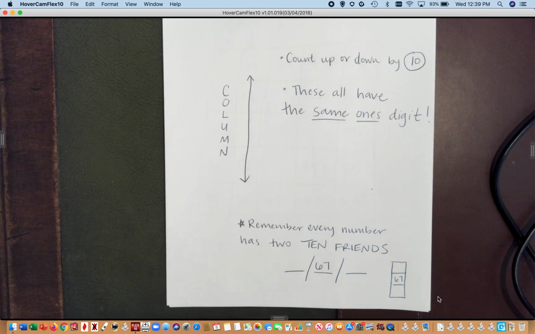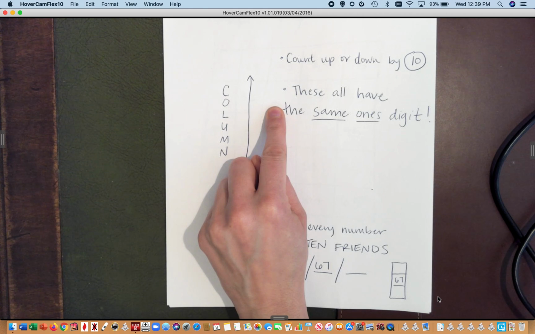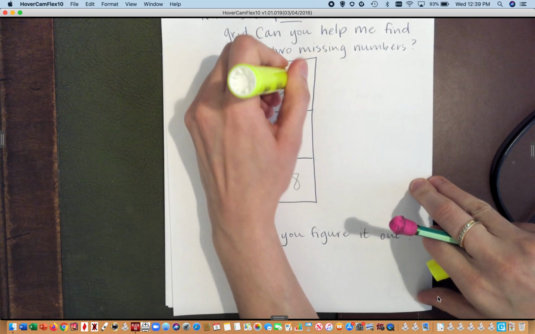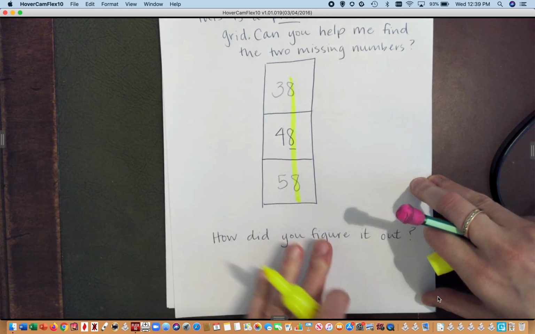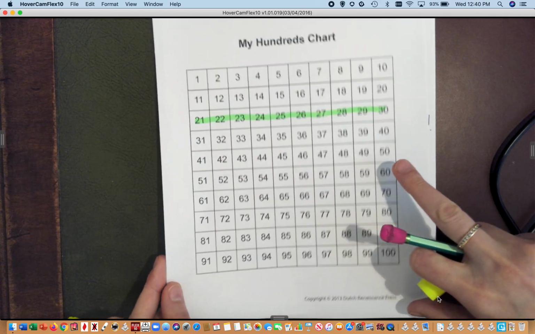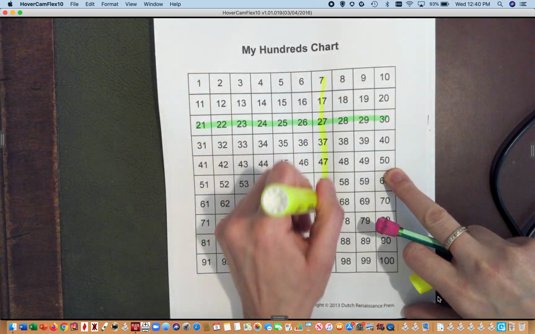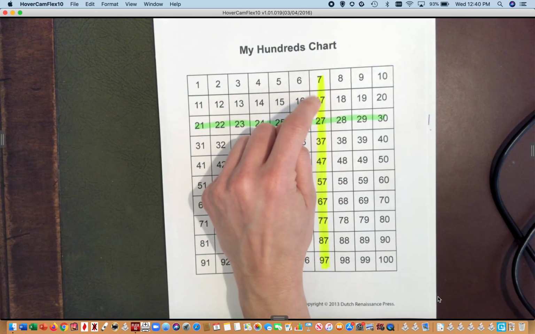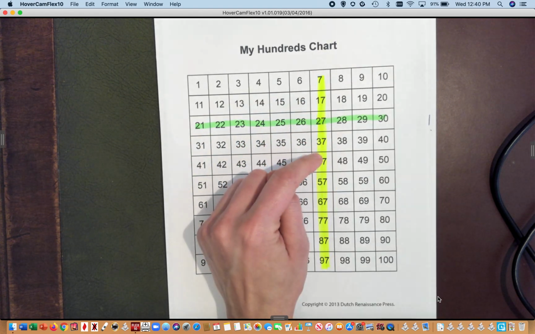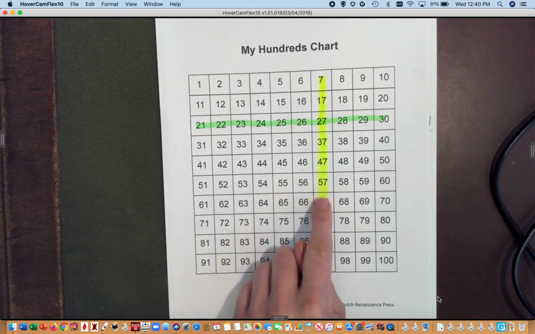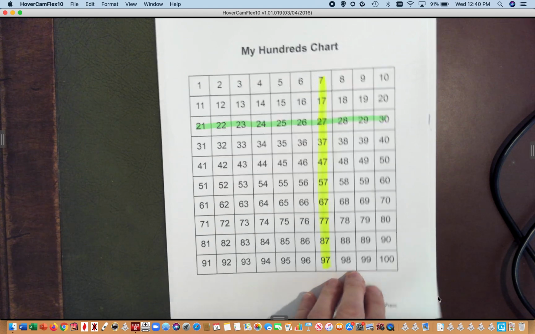The numbers in a column, these all have the same ones digit. So again, you'll notice all of these have an 8 in the ones place. So I could highlight that as well. When you look at our number grid again and highlight just one column, let's do 7, you'll notice that this is true. These count up by tens. I'm adding 10 each time I move my finger down to the next box. And the ones place stays the same. These all have a 7 in the ones place.